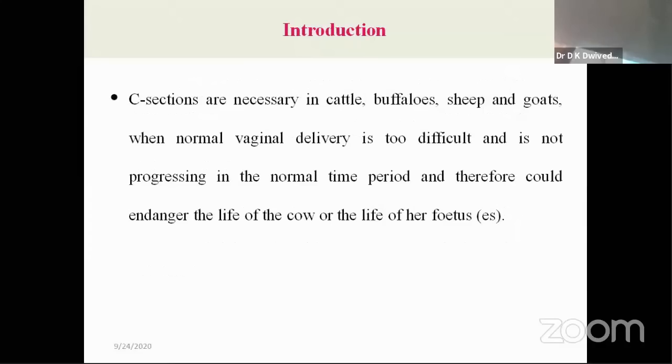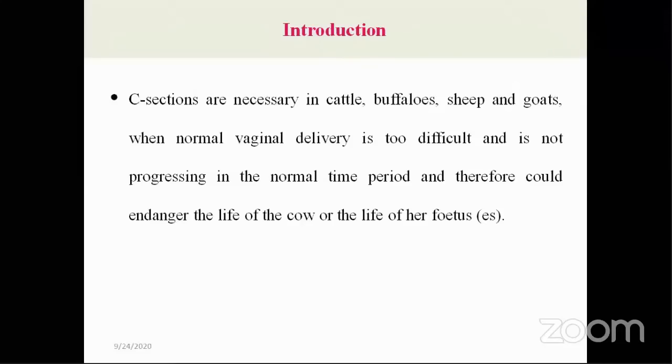Now, this procedure is necessary when there is a problem in the normal vaginal delivery, or it is not progressing in the normal time period. In that condition, we have to immediately go for the C-section for saving the life of the mother as well as the fetus.